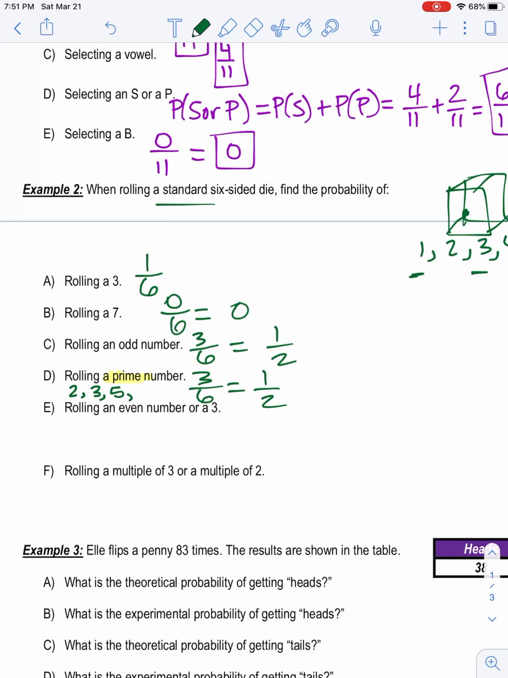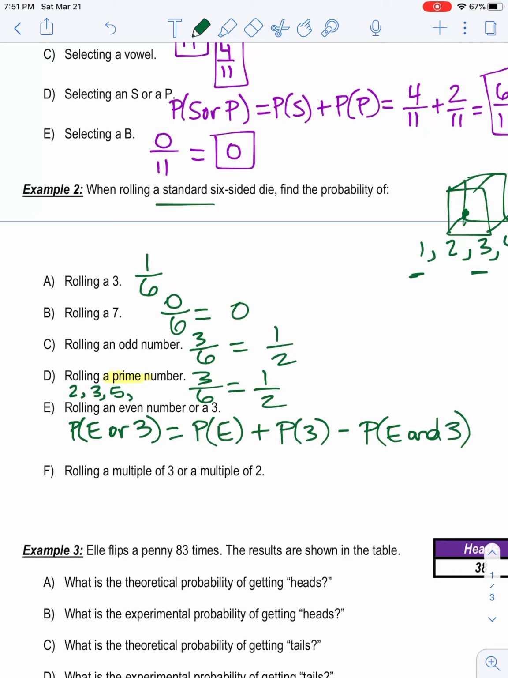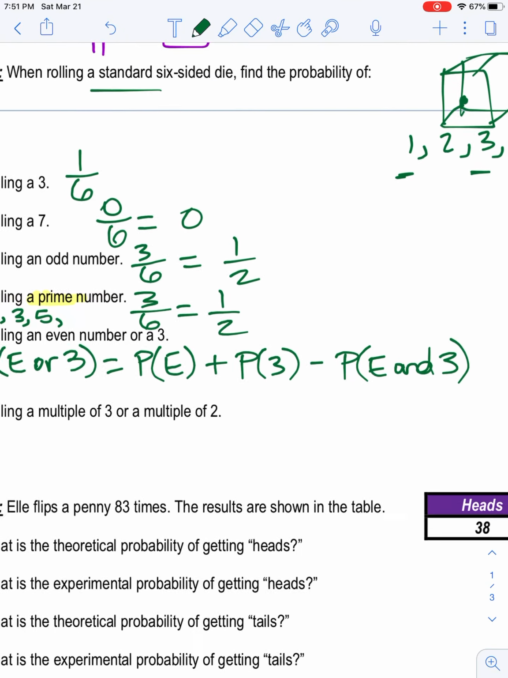Next, we have rolling an even number or a 3. So to find the probability of an even or a 3, I'm going to take the probability of even plus the probability of 3 minus the probability of both even and 3. Once again, this is our addition rule from last week, where I said it can work with numbers and with probabilities. So now we're doing it with probabilities.